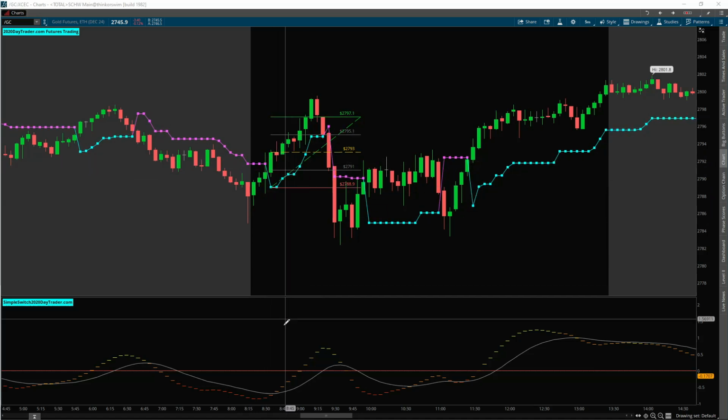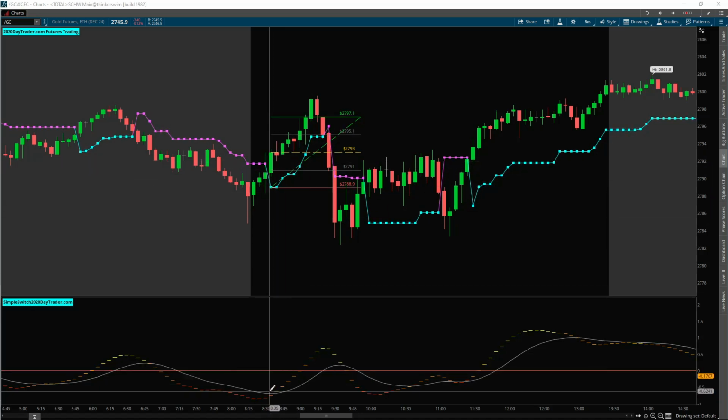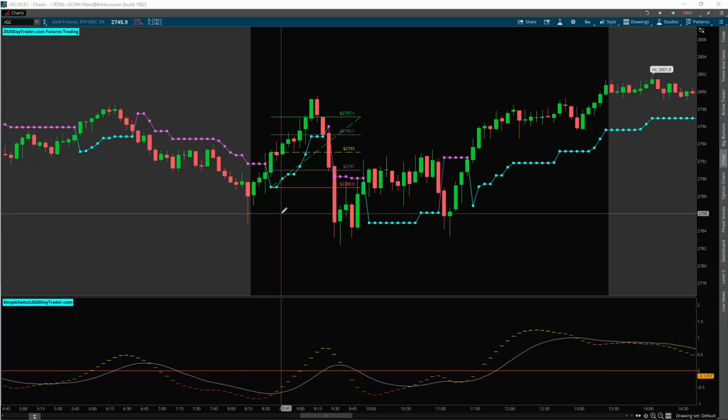Indicating a long trade. And then my permission has my dashes going up. Give me permission to get in long. Enter the trade right there. Stop is here. Target is there. And easy money. So trading like this makes trading easy for me.